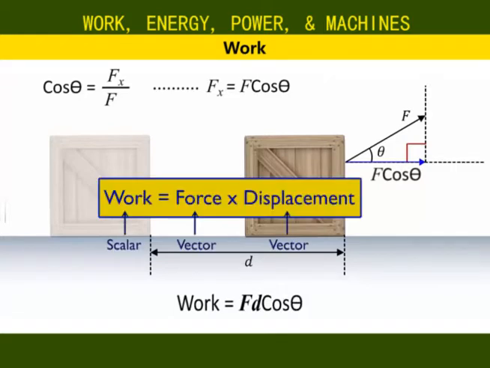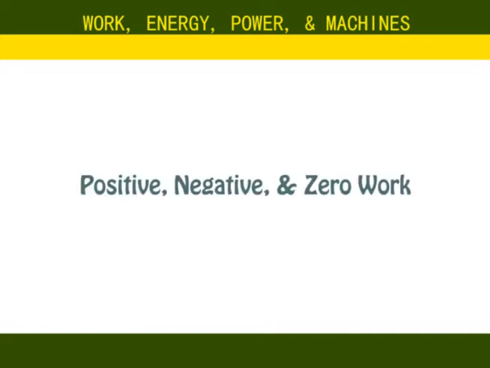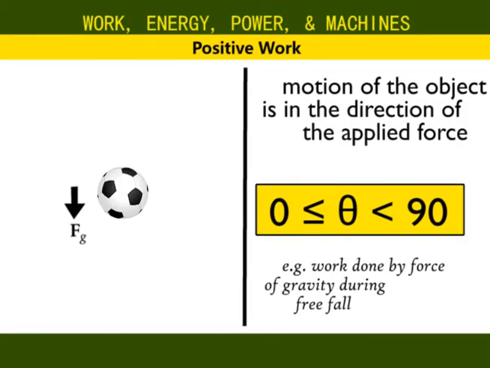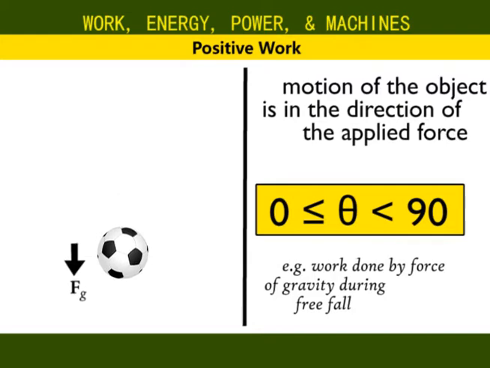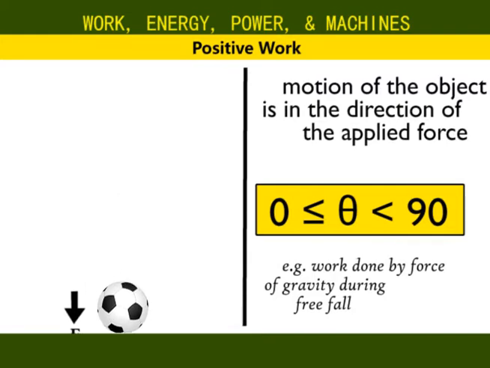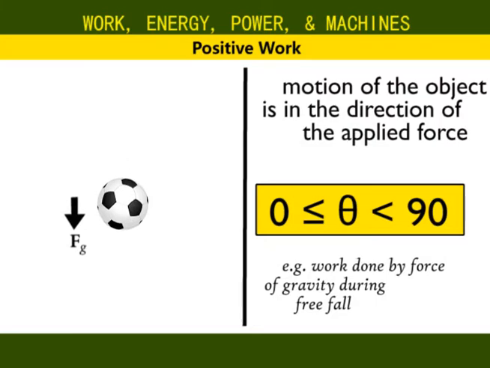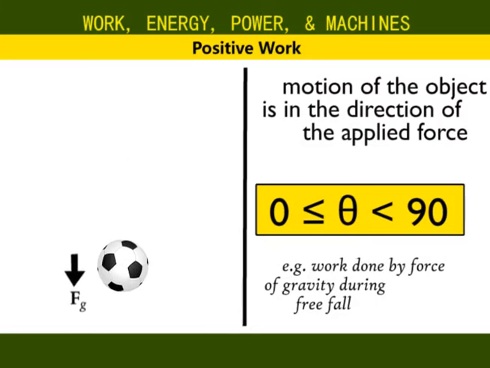In the expression of work, force and displacement are vectors, but work is a scalar quantity. Work done can be positive, negative, or zero. Work done is said to be positive when the motion of the object is in the direction of the applied force or when theta is less than 90 degrees. For example, when an object falls to the ground, work done by the gravitational force is positive.